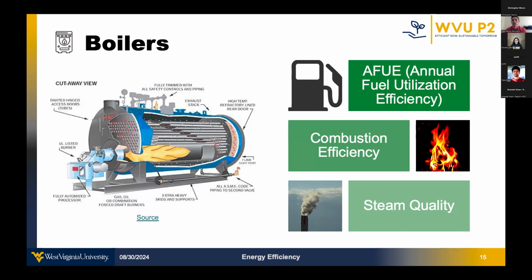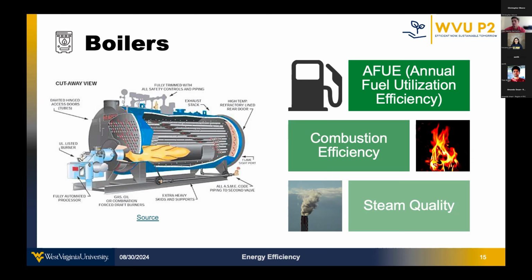First we have the AFUE, which stands for Annual Fuel Utilization Efficiency. This is a standard measure of a boiler's efficiency in converting the energy in fuel into usable heat over the course of a year. A higher AFUE percentage means the boiler is more efficient, losing less energy as waste and converting more energy into heat.